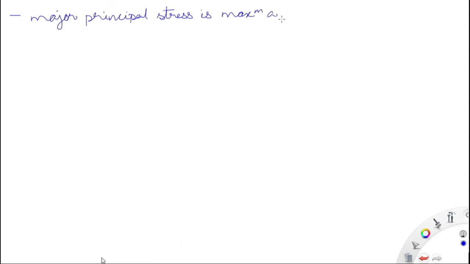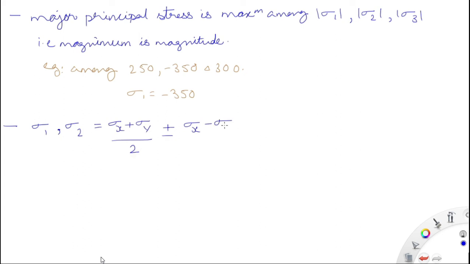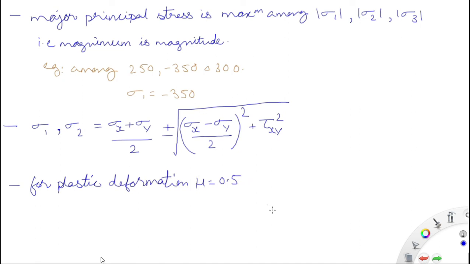Major principal stress is the maximum among absolute sigma 1, absolute sigma 2, and absolute sigma 3, meaning modulus of sigma 1, sigma 2, and sigma 3. The magnitude should be maximum. Three stress values are given: 250, minus 350, and 300 Newton per meter square. So sigma 1 will be minus 350, because the magnitude of the stress should be the maximum one.